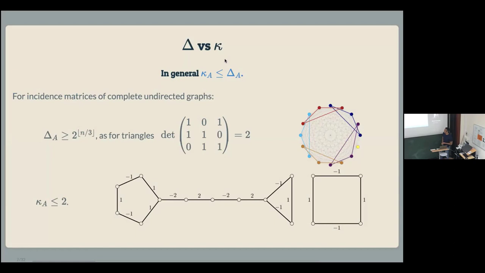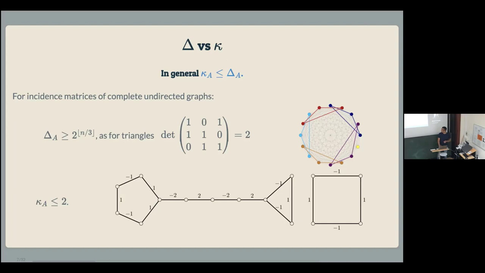Then the maximum subdeterminant is going to be 2 to the order n, just because triangles, in general odd cycles, have subdeterminant 2. But what is kappa? You have to think: what are the support-minimal elements in the kernel of an incidence matrix? You can either have an even cycle where you alternatingly do 1, minus 1, so the imbalance is 1. Or you can have two odd cycles that are joined by a path, and then you have to apply a 2 in the middle. And you can think that this is all that can happen.